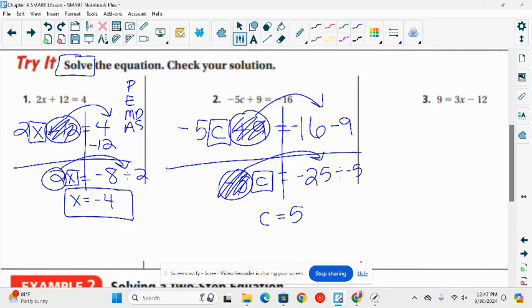I could check it to verify. -5 times 5 plus 9. Punch that in your calculator. I'm supposed to get -16. If I don't get -16, then I did something wrong.